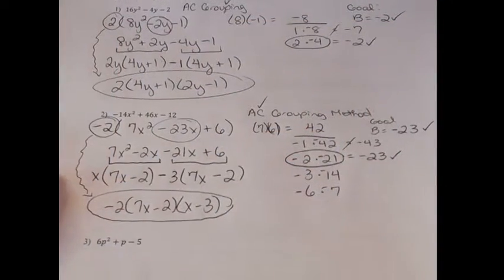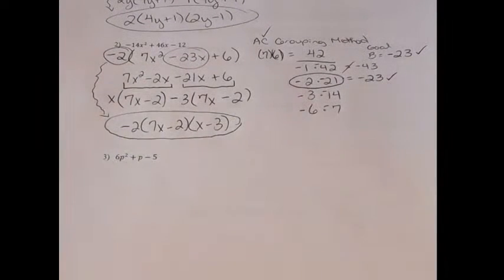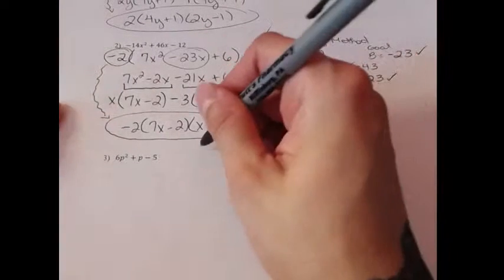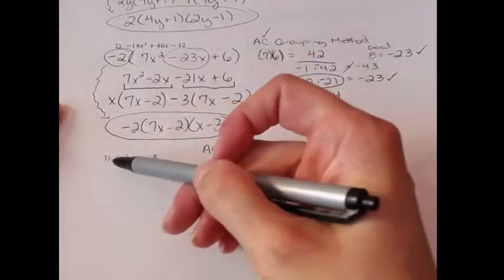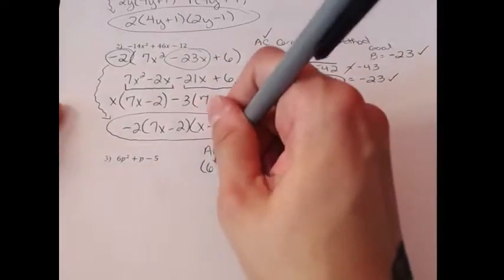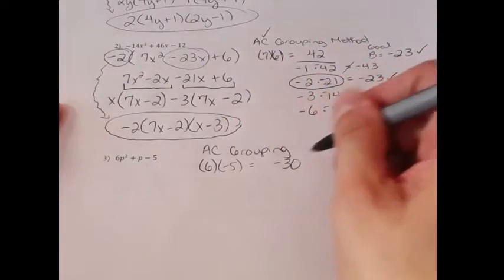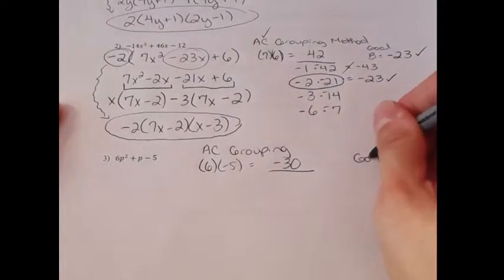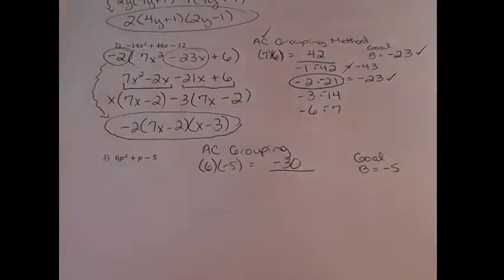Let's look at number 3. We have 6p squared plus p minus 5. The first thing I'm going to look at is, do I have a GCF in this case? And I'm going to confidently say, no, I do not. So immediately I'm going to go into this process of AC grouping, because my leading term, 6, is greater than 1. So I'm going to multiply my A, 6, and C, which is negative 5, and that's going to give me negative 30.